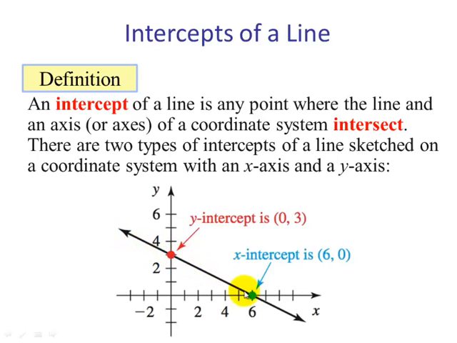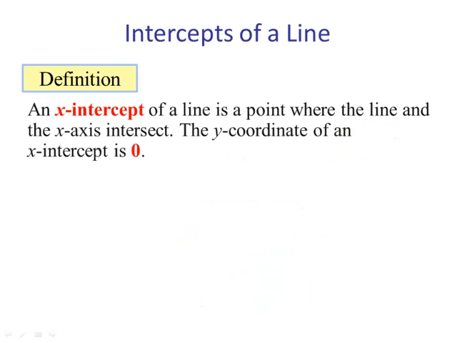Here we have our straight line. This is the y-intercept, 3, because that is where the line is intersecting the y-axis. We can see that the x-intercept for this case is 6, because this line is intersecting the x-axis at 6.